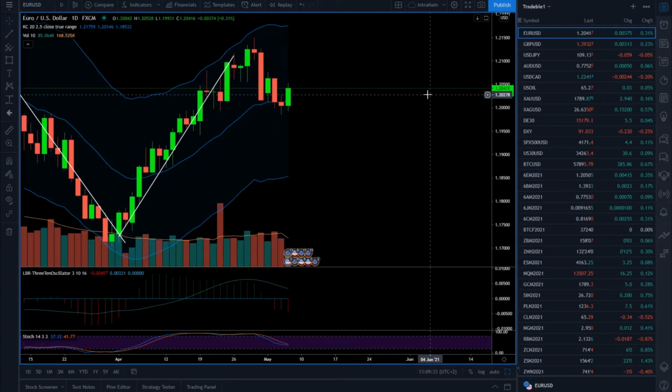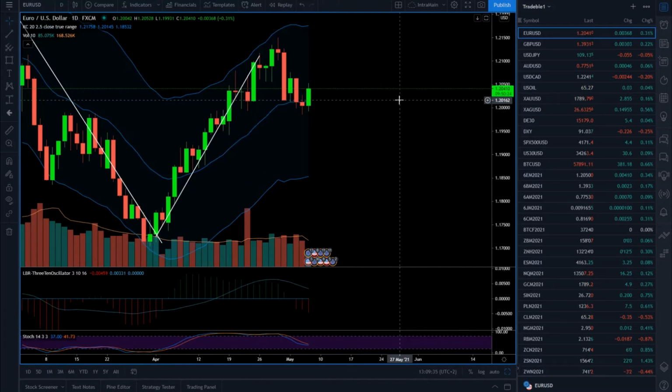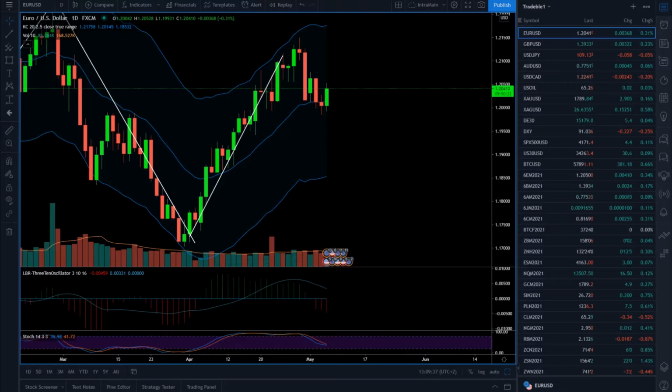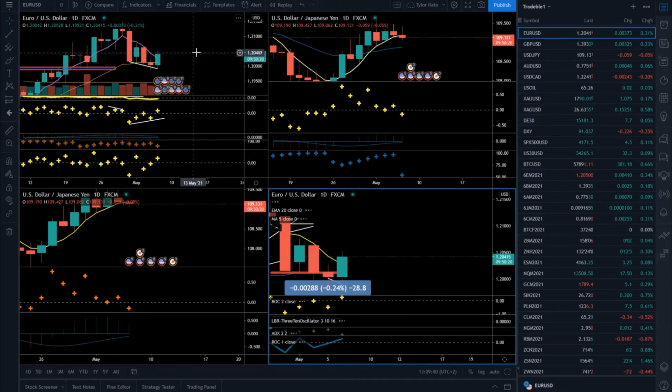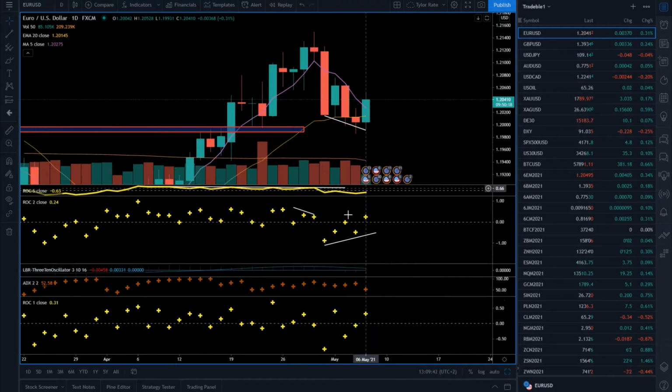On the euro versus US dollar, I will show you my daily time frame, and there is a rate of change divergence right there. The market made lower lows and lower highs, but the oscillator made a higher low, and we got a rate of change flip to the upside. This is a pretty good rise so far on the euro today.